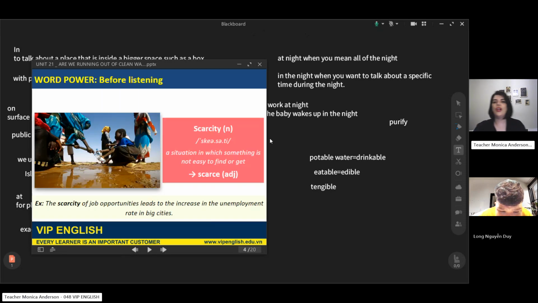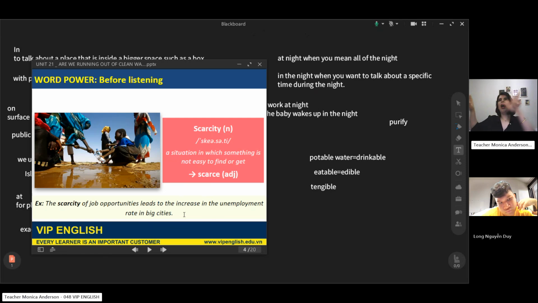The first word is scarcity, and the adjective is scarce. Scarcity is a situation like lack. If I want to give you a definition: the scarcity of job opportunities leads to an increase in the unemployment rate in big cities. So what do you think?